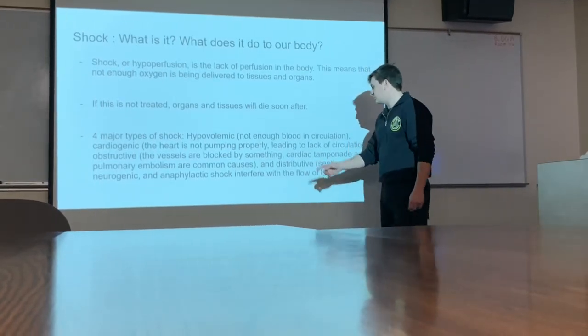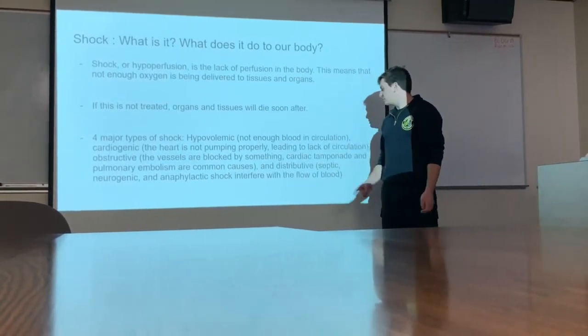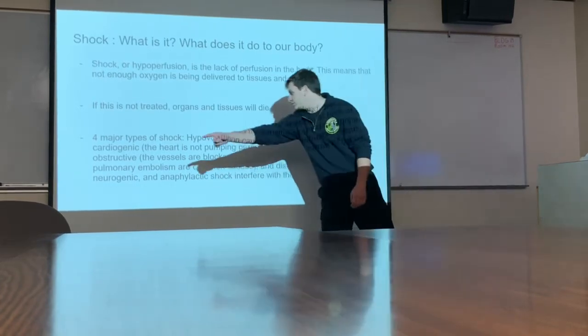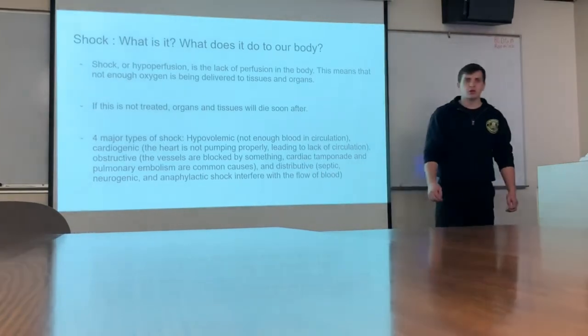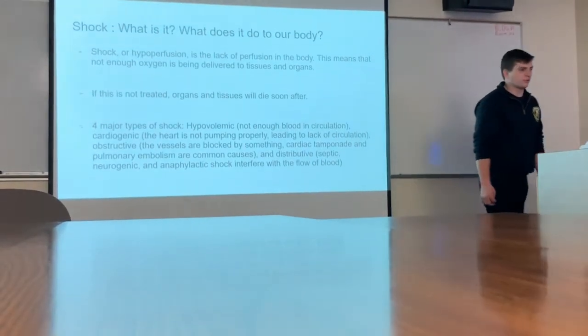tamponade, which is blood filling up into the pericardium, which is around your heart. And distributive, which is kind of a catch-all. You have septic shock, neurogenic shock, and anaphylactic shock. And those all interfere with your blood flow differently.